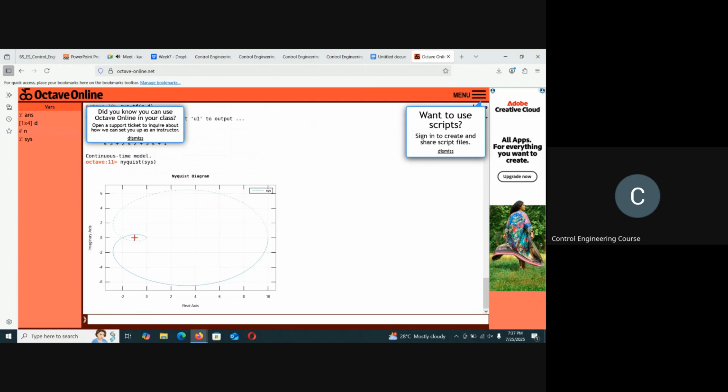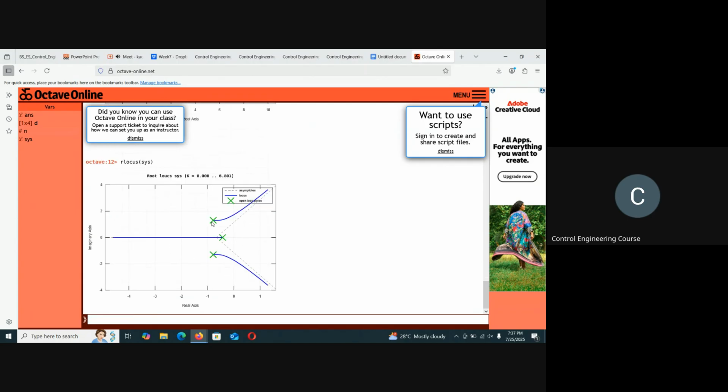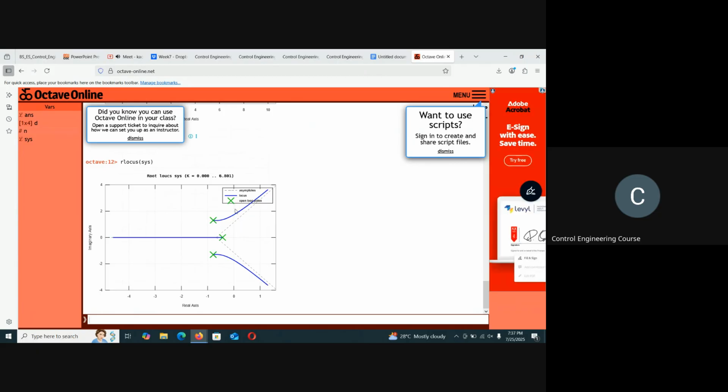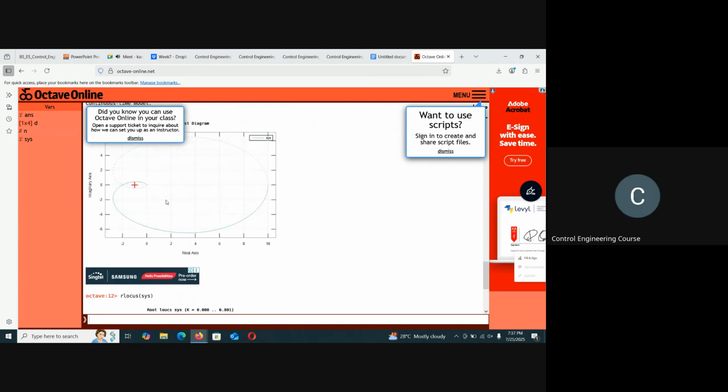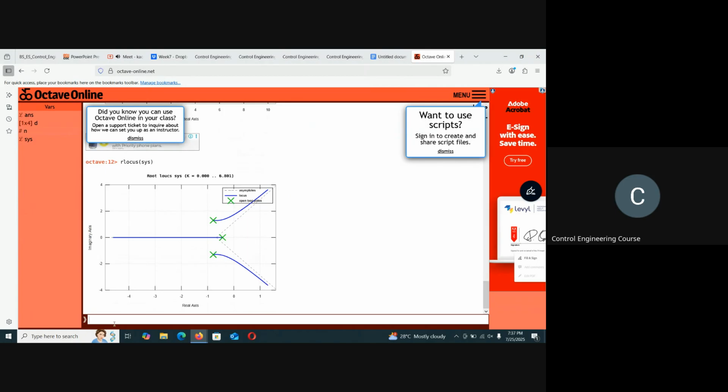Do you remember the root locus? Yes, sir. Let me plot the root locus. You see, these three are the open loop poles. As the gain increases, you see it crosses the imaginary axis here. Do you see this? Here it crosses. So what you conclude in the root locus, the same thing you have concluded in the Nyquist plot. And you can also plot the Bode plot.